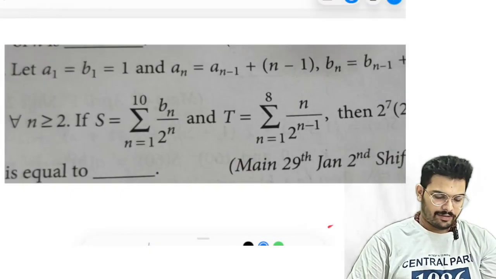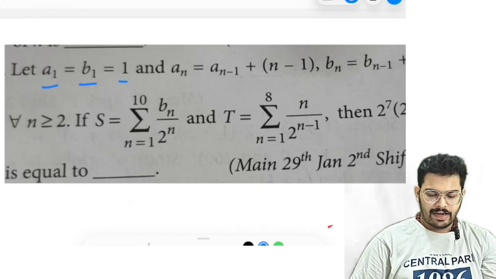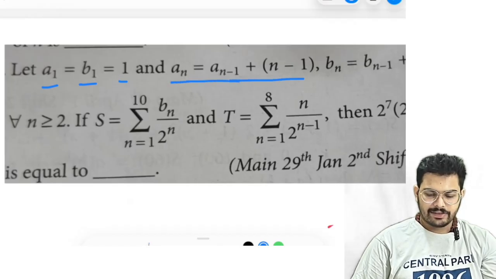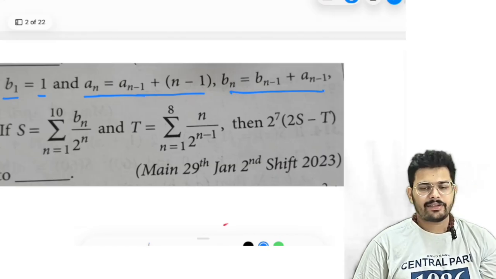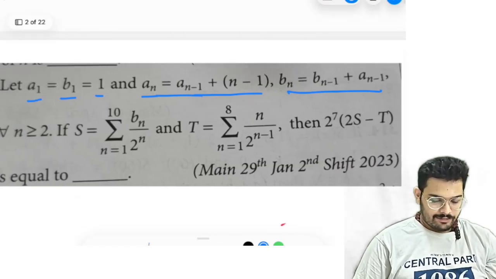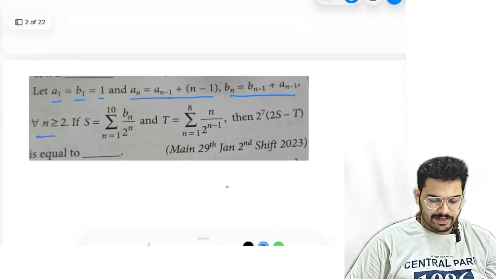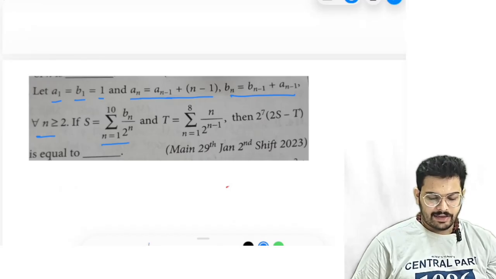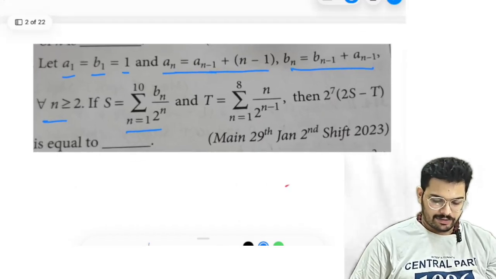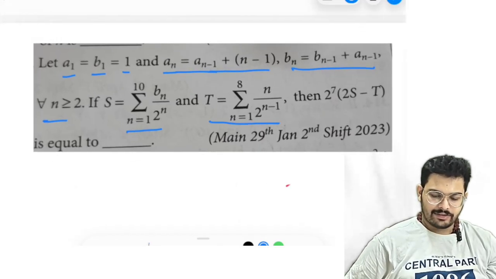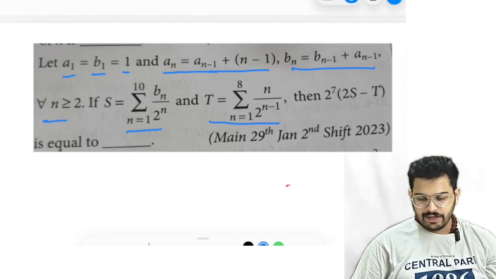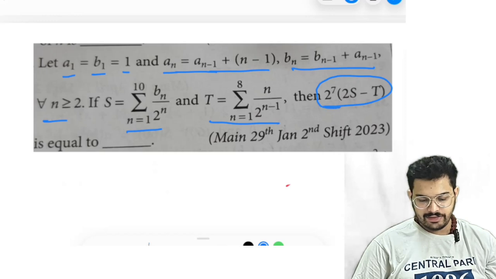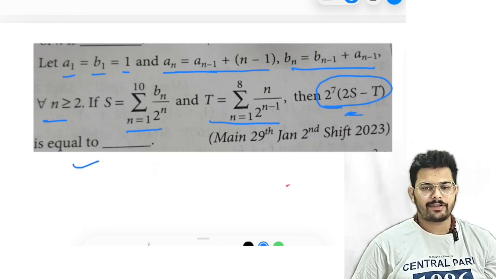In this video we will be solving a miscellaneous series. If a1 is equal to b1 is equal to 1, and an equals an minus 1 plus n minus 1, and bn is also given as bn equals bn minus 1 plus an minus 1 for every n greater than or equal to 2. If S equals sigma n equal to 1 to 10 of bn divided by 2 raised to n, and T is also given as sigma n equal to 1 to 8 of n divided by 2 raised to n minus 1, then 2 raised to 7 times (2S minus T) is equal to, we need to evaluate this expression.